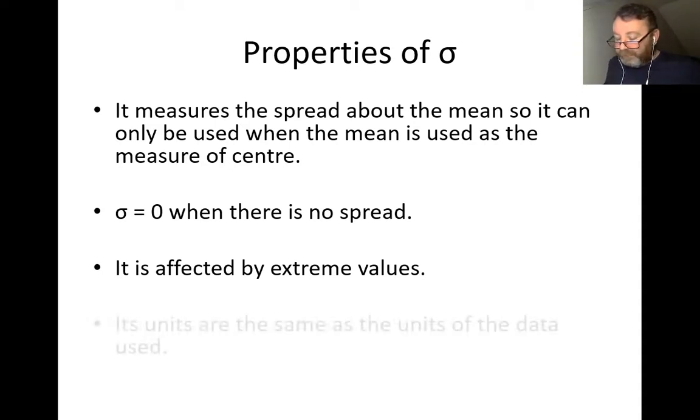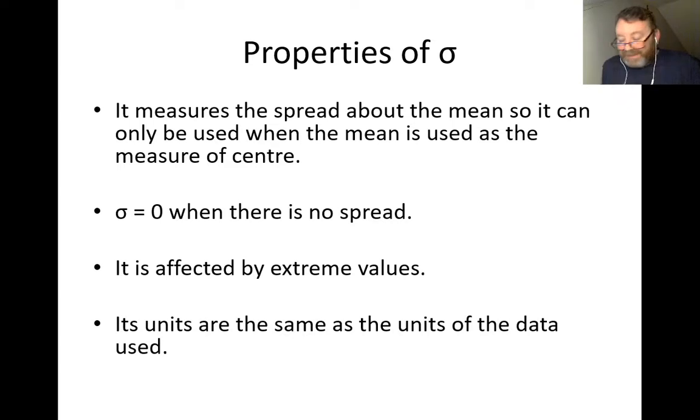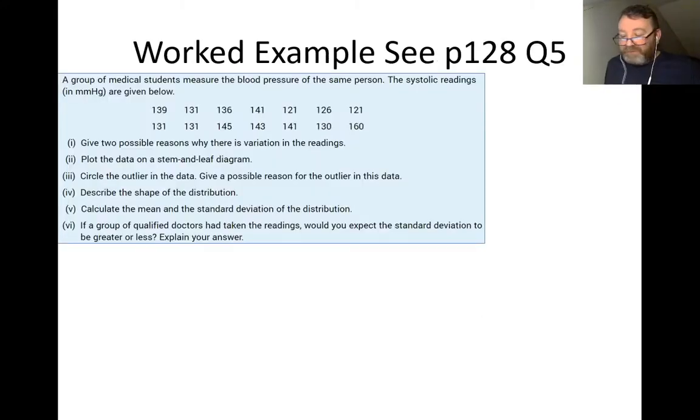Its units are exactly the same as the units of the data. So for example, if you're measuring heights, well then the standard deviation would be in whatever units you use to measure height, if it's centimeters. If you're measuring mass in kilograms, then your standard deviation will be in kilograms. Whatever units your data is measured in, your standard deviation will have exactly the same units.